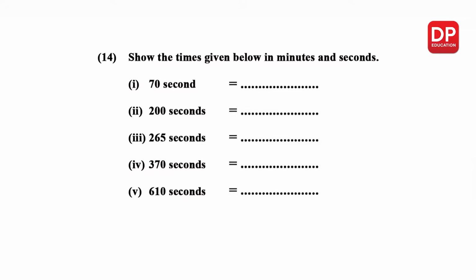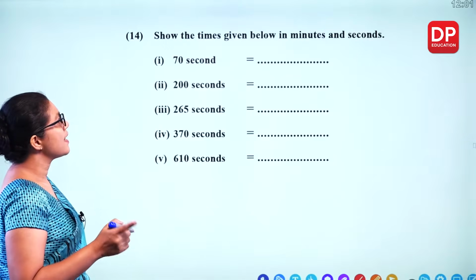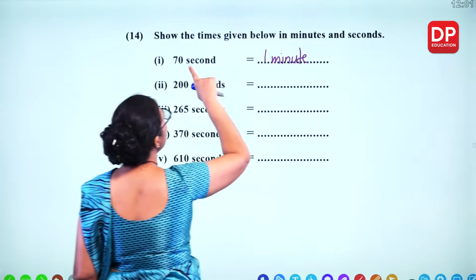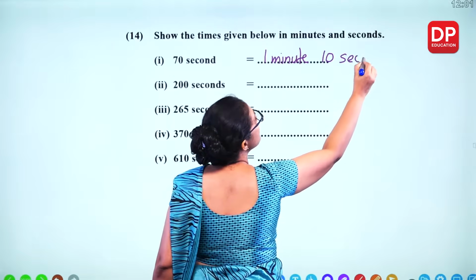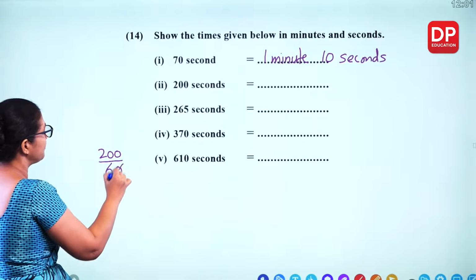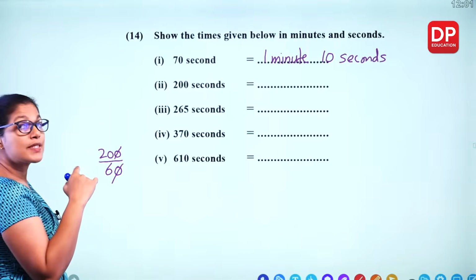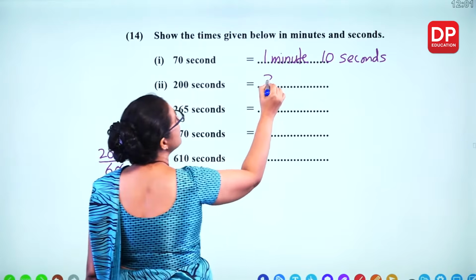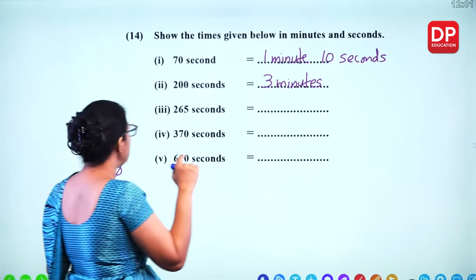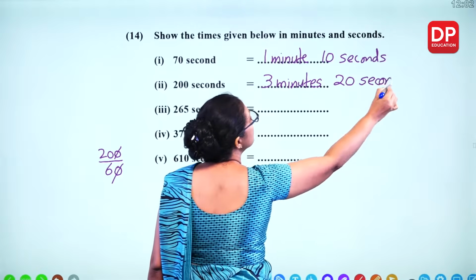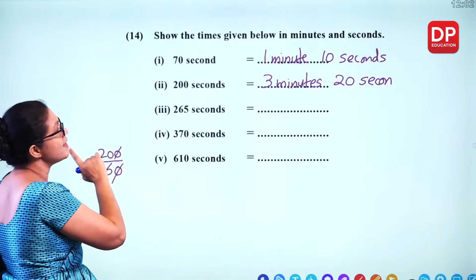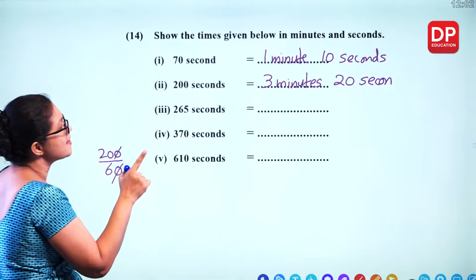Show the times given below in minutes and seconds. So what do you do? 70 seconds. 60 seconds is 1 minute. So 1 minute and 10 seconds remaining. 10 seconds. 200 means how many 60s? 200 divided by 60. You get 3 times 60, 180. 3 minutes. So 180 and 200, you get 20 extra. 20 seconds. So when you get this one, you get 200 and when you take seconds, how many seconds remaining? 20 seconds.